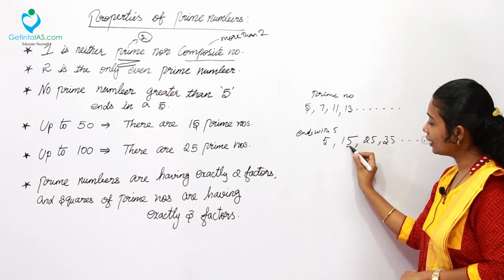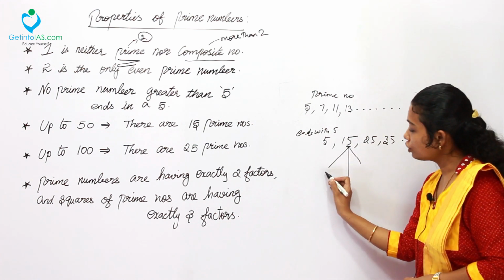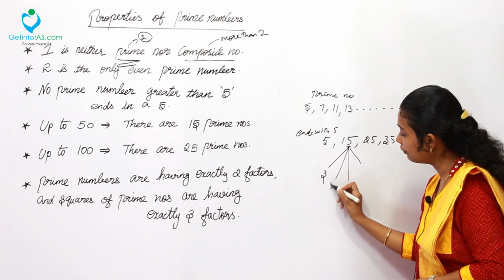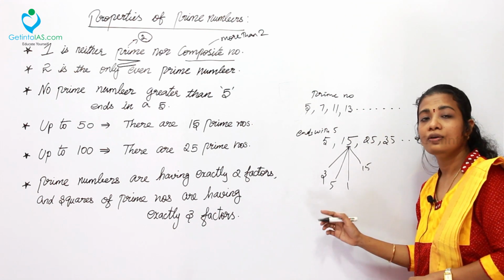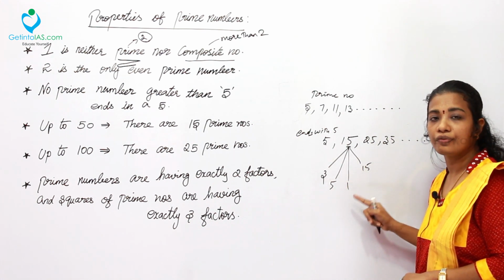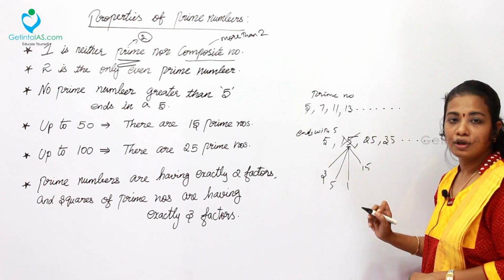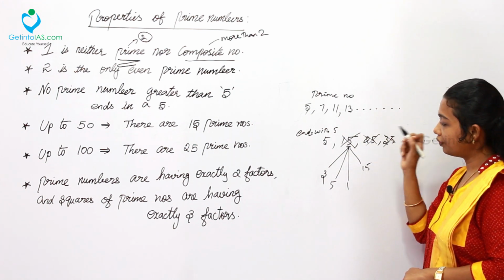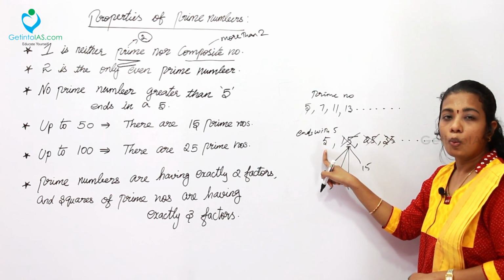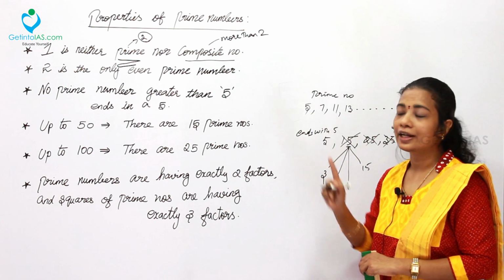Here we can check whether 15 is a prime or not. 3 into 5 is 15, 1 into 15 is 15. Here we have got 4 different factors. So, we can say that 15 is not a prime number. 25? No way. So, we can say 5 is the only prime number ending with 5. That is property 3.